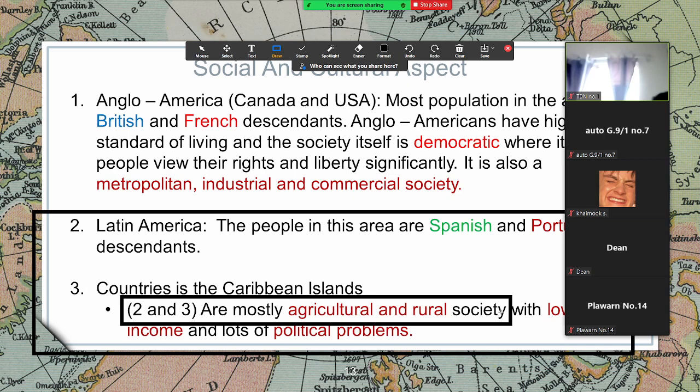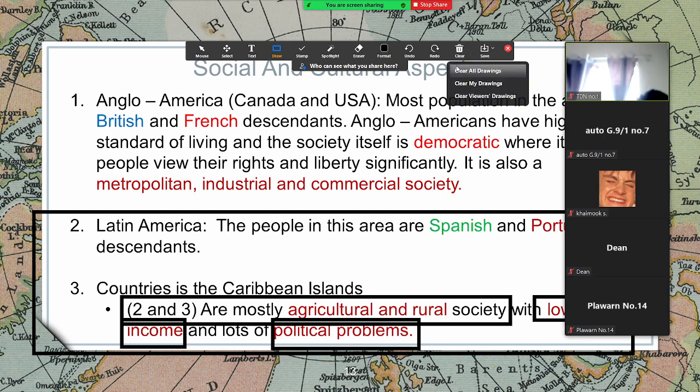Also, they have a low income compared to Anglo America, because they have lots of political problems. When they say agricultural and rural society, it doesn't mean that they are poor. It's just that they have a lot of political problems.